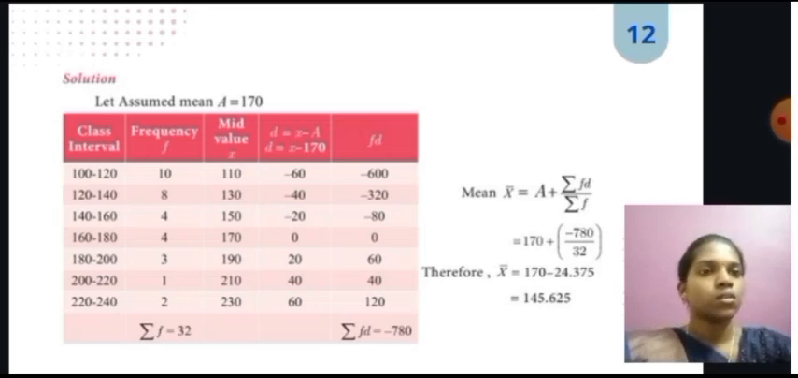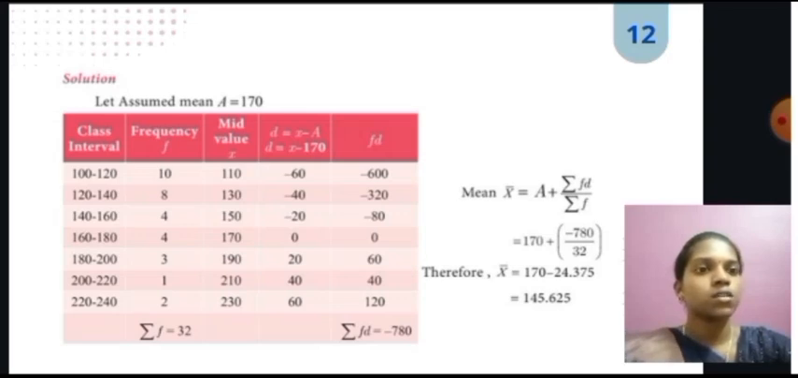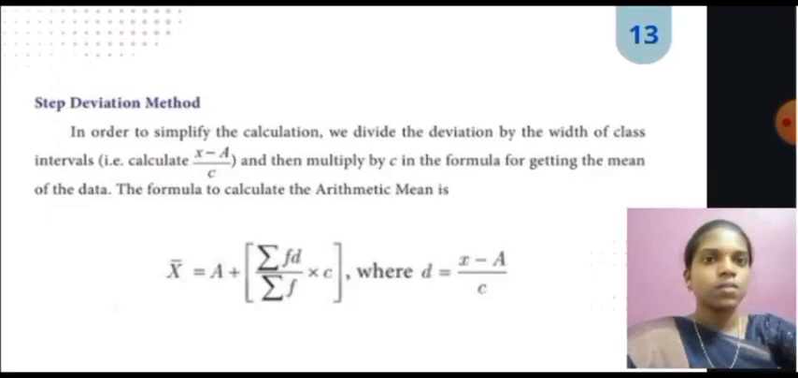Mean x bar equal to a plus summation fd divided by summation f. Here a is 170 and summation fd is minus 780 and summation f is 32. And I find out the solution x bar equal to 170 minus 24.375, which is equal to 145.625.